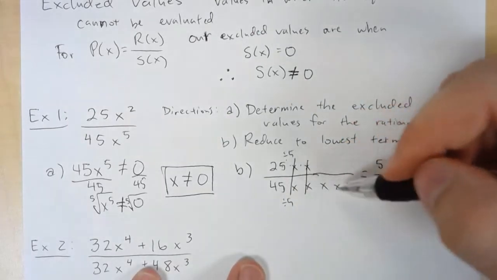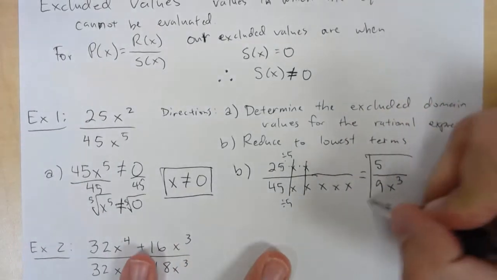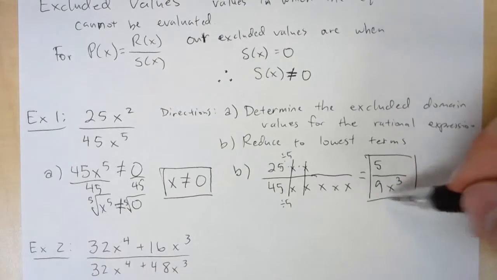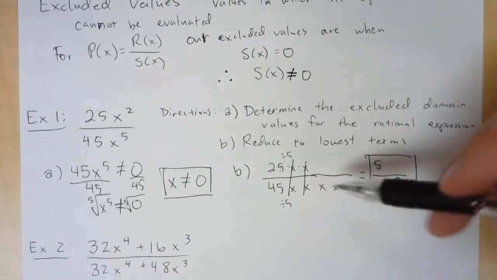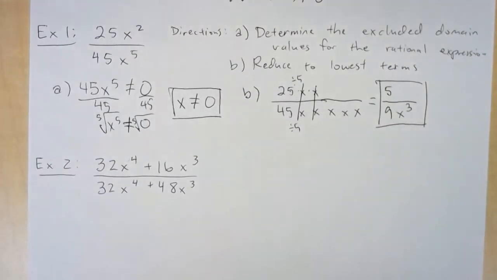We have no x's left in the top and x to the 3rd in the bottom. So this is the reduced lowest form, 5 over 9x to the 3rd. And this is something we did back in Unit 3, so this should kind of help us out. Speaking of Unit 3, we're doing a lot of factoring, so let's practice a little bit of that now.